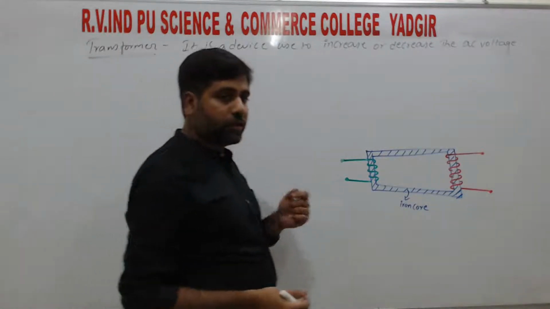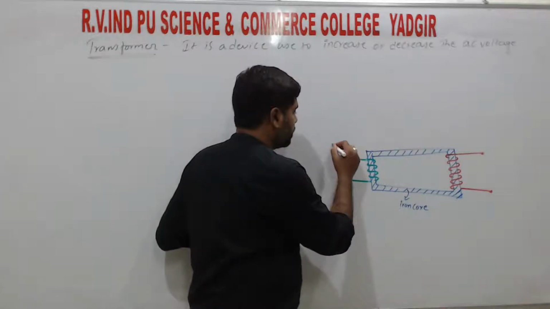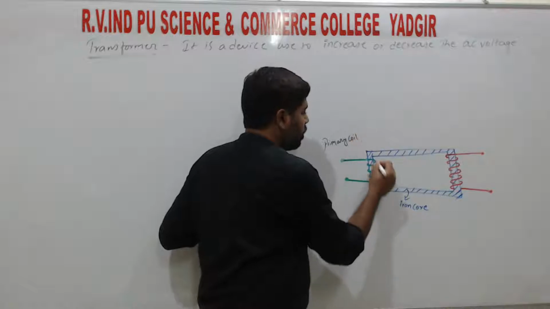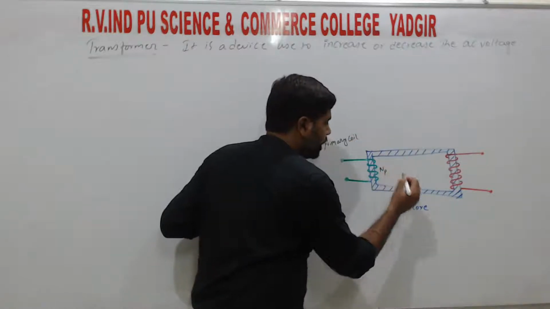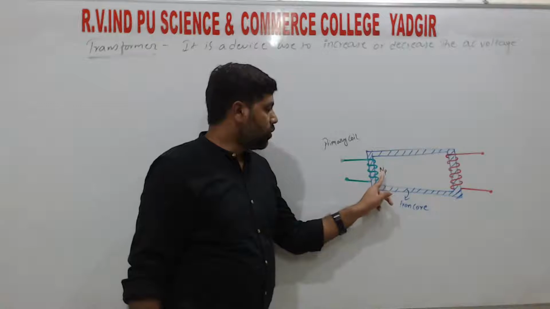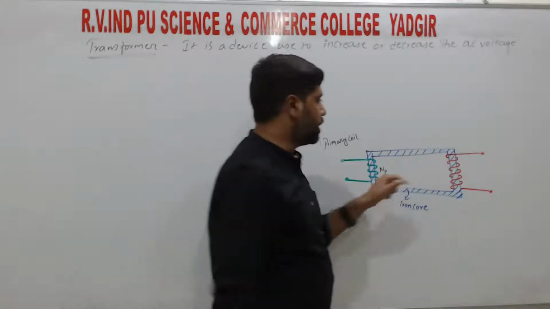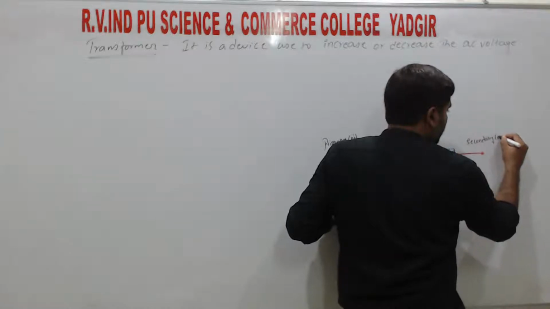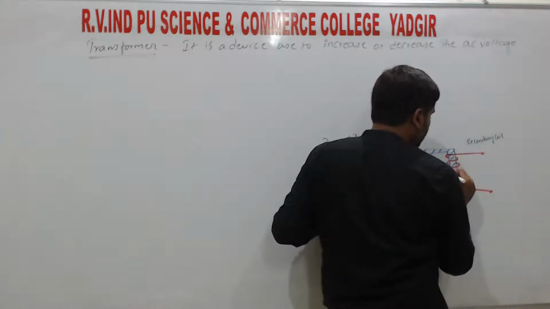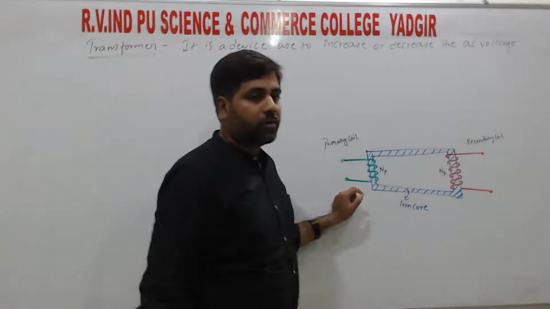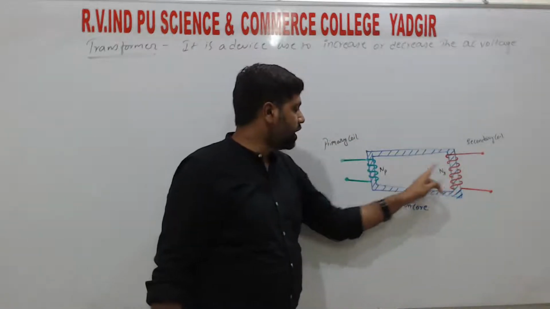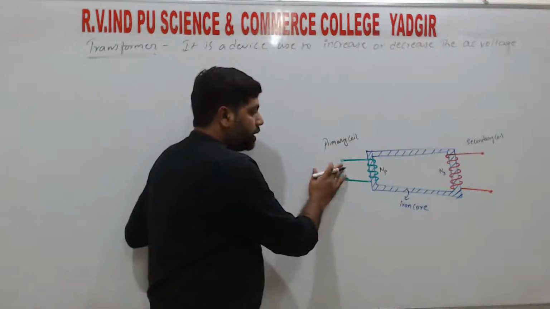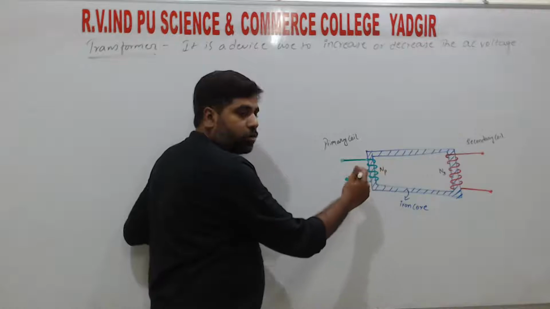So here, by choosing this diagram, we call this the primary coil of turns NP. The number of turns in it we call NP, and here we call this one the secondary coil. In this coil the number of turns is NS. So NS is the number of turns in the secondary coil and NP is the number of turns in the primary coil. Now connect the primary coil to the AC source.